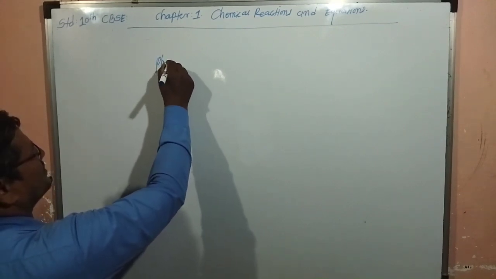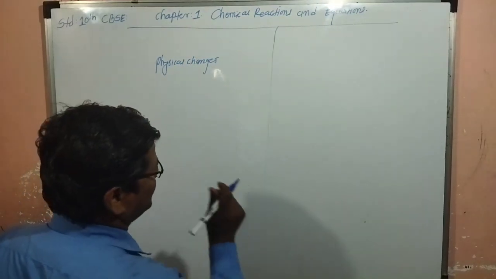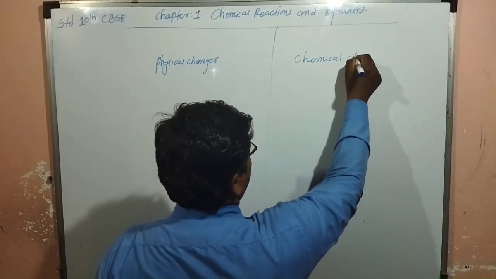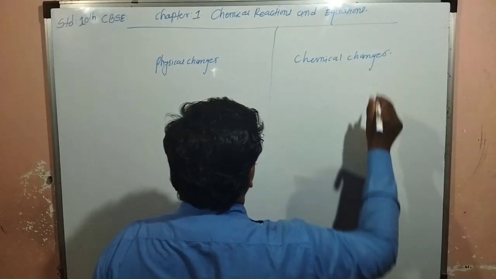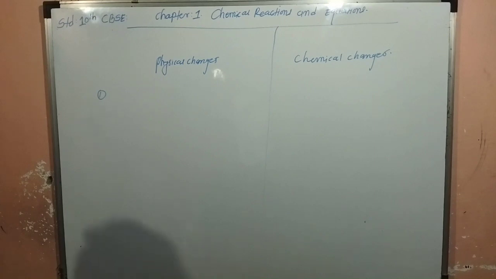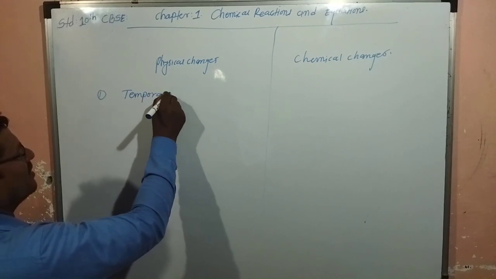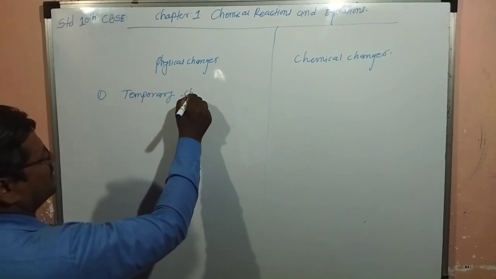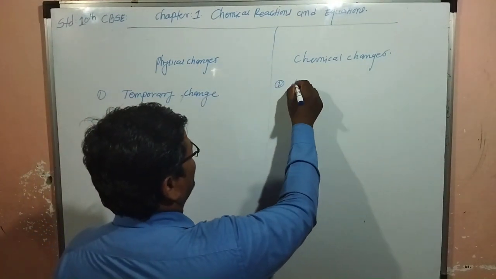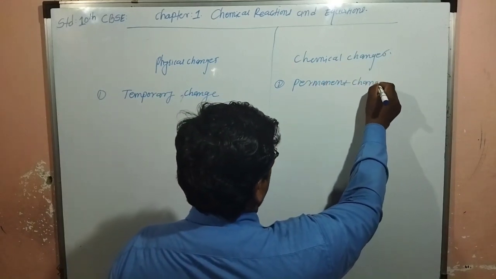So whatever points we have studied in 7th standard and 8th standard: first there is physical change, and to the right side we will write chemical changes. In case of physical change and chemical change, we will discuss some points only and then move to the next point. First point is that physical change is a temporary change. And what about chemical change? It is a permanent change.